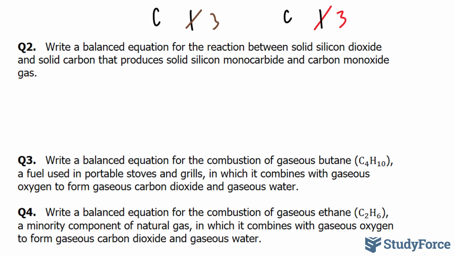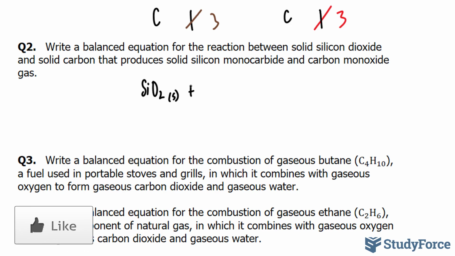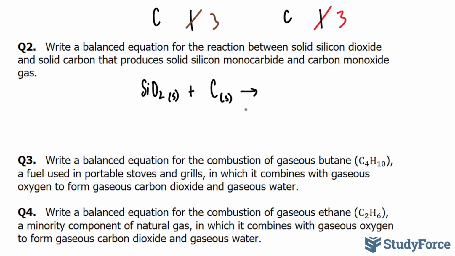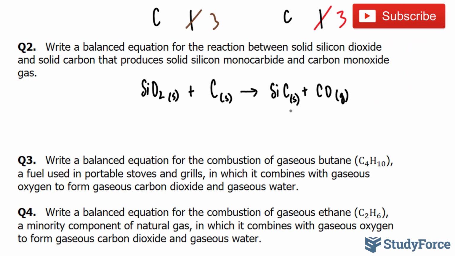Let's start by writing out the chemical formulas for each of these compounds. Starting with silicon dioxide, we have SiO2, and that is a solid. So I'll write down S, plus solid carbon, also an S, and this produces solid silicon monocarbide, which is SiC. Mono means only one atom within this molecule. And carbon monoxide, a poisonous gas, plus CO, and that's a G, and this right here should be an S.